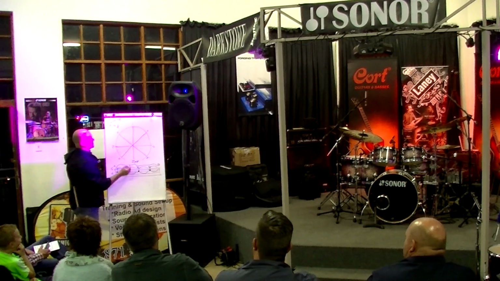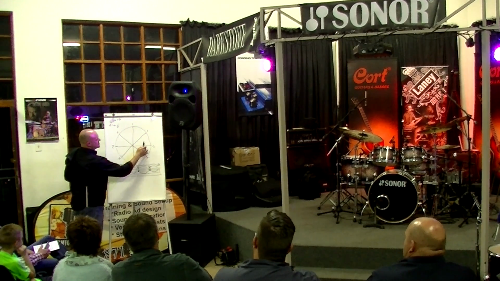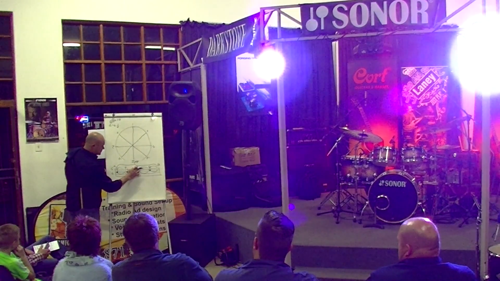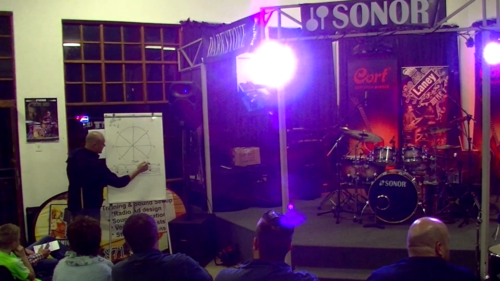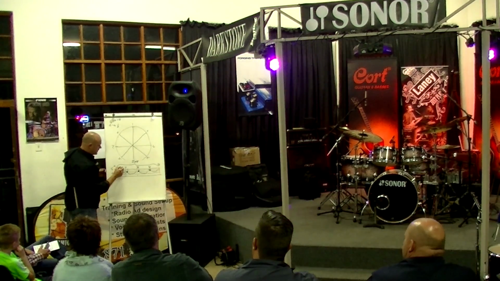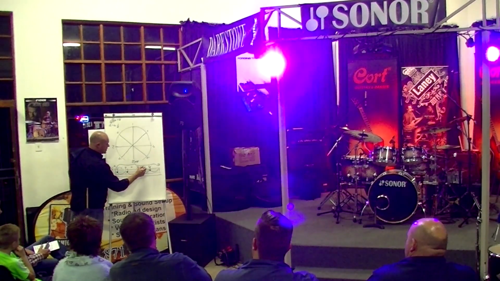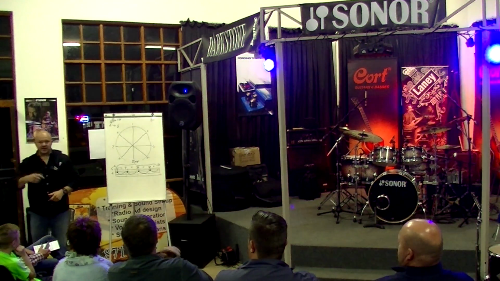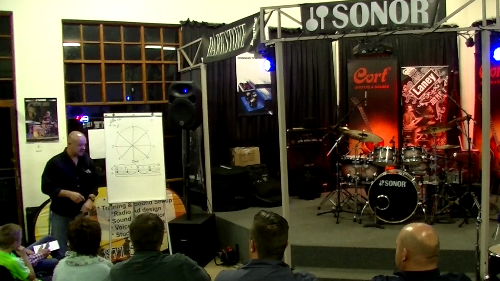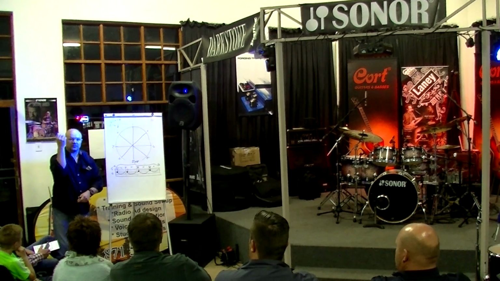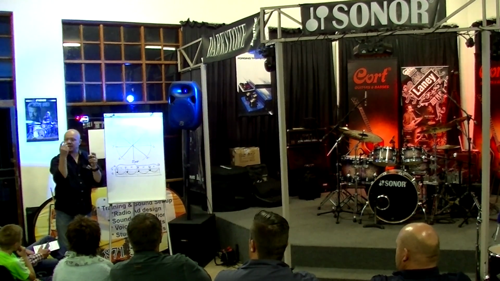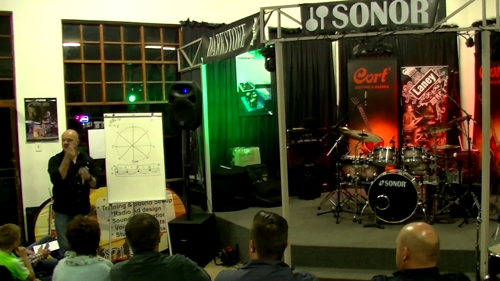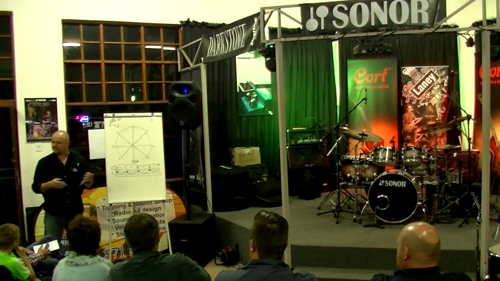So if I subdivide the pizza to feed more people, I have 8 notes. 1, 2, 3, 4, 5, 6, 7, 8. So how would I count this? 1 and 2 and 3 and 4 and. Now I've got 8 divisions that I'm counting. If I'm playing a groove that consists of quarters, it's like this: 1, 2, 3, 4. Now 8 notes: 1 and 2 and 3 and 4 and. So there are the subdivisions of 8 notes.